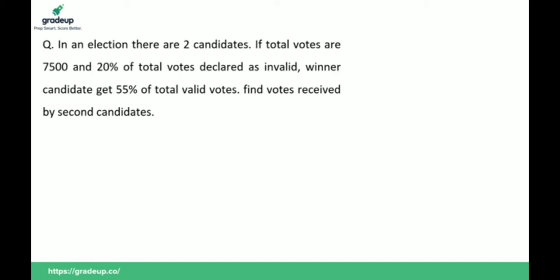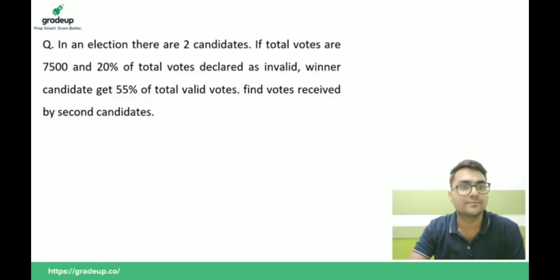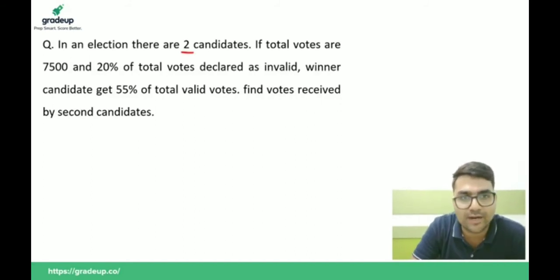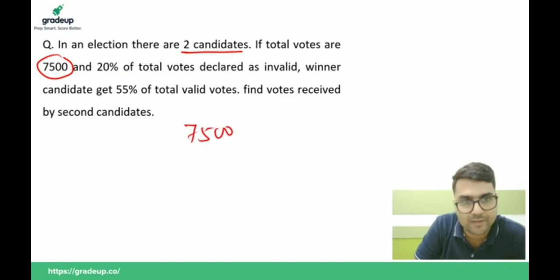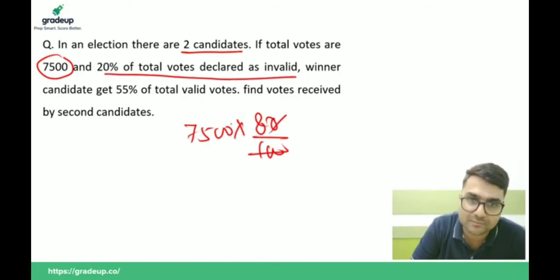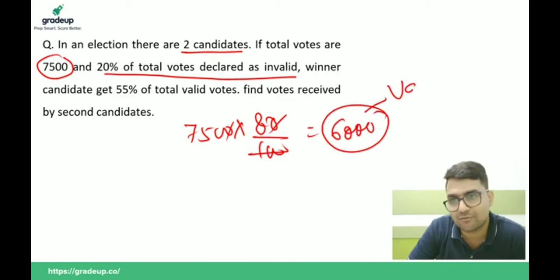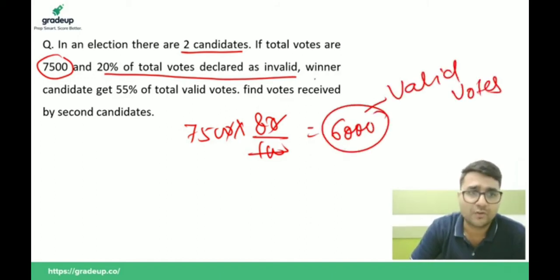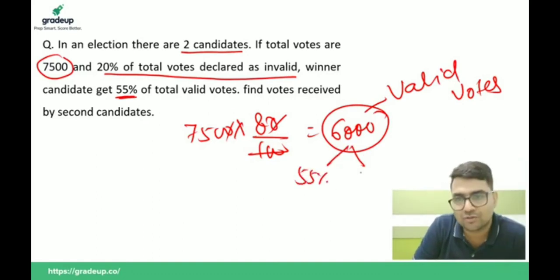Please listen carefully. In this question, you have been given that in an election, there are two candidates. If total votes are 7,500, 20% of the votes are declared invalid. If 20% is invalid, then 80% is valid. This means 6,000 valid votes. The winner candidate gets 55% of valid votes, then the loser gets 45% of valid votes. Find the votes received by the second candidate.